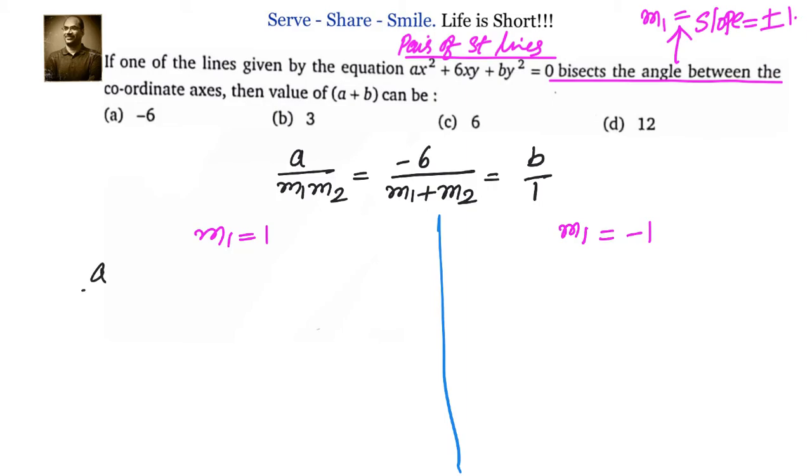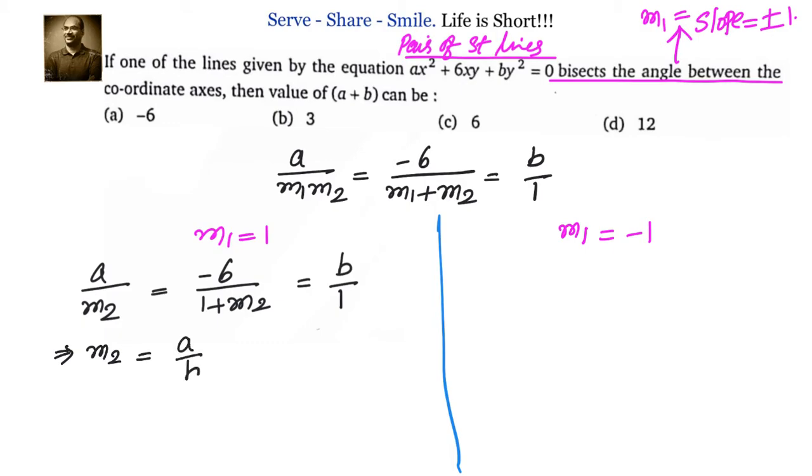In the first scenario, substituting m1 equals to 1, we will have a by m2 equals to minus 6 by 1 plus m2, that is equal to b by 1. Now taking the first and the last, we have m2 equals to a by b. That we will substitute when we consider the second and third now. So we will write down minus 6 divided by 1 plus a by b.